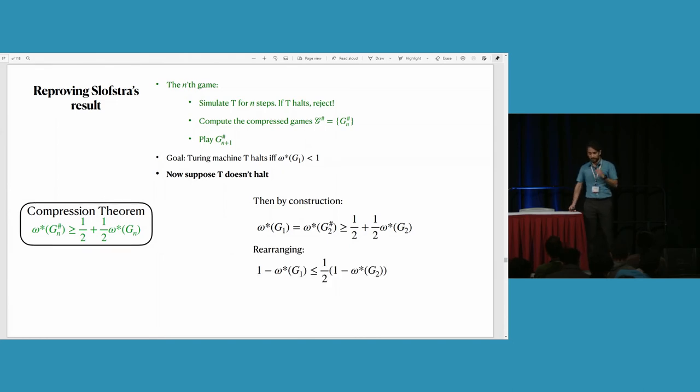If I rearrange the inequality, I would get this simpler form. And now by induction and applying this reasoning n times, I would get this other inequality. And now if in this one I send n to infinity, the right-hand side goes to zero. And that shows to me that the value of the game G1 is 1, which is what I wanted.